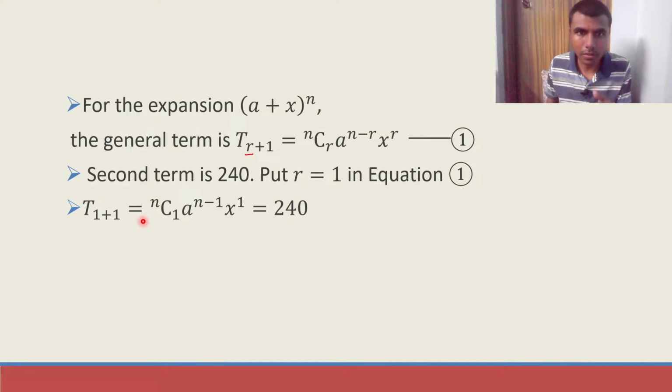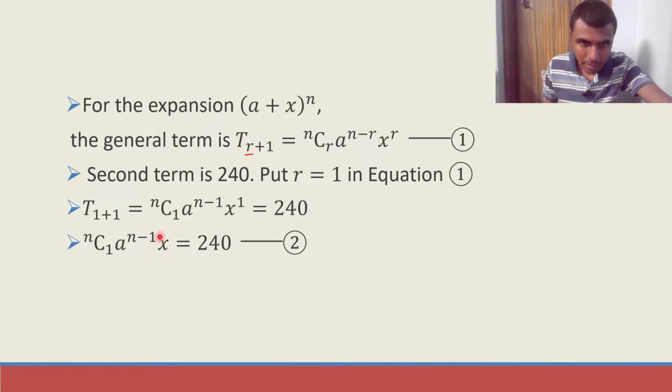So T(1+1) is nothing but, in this formula nCr a^(n-r) x^r, wherever r is there, put r as 1. So nC1 a^(n-1) x^1 is equal to 240, because it is given that the second term, T2, is 240. So nC1 a^(n-1) x is 240. Mark it as equation 2.